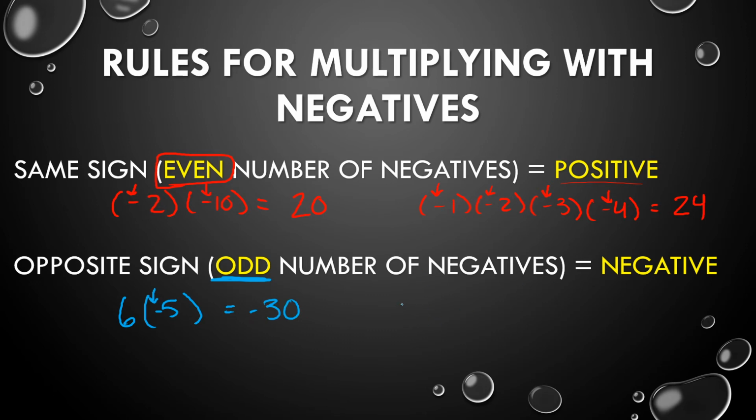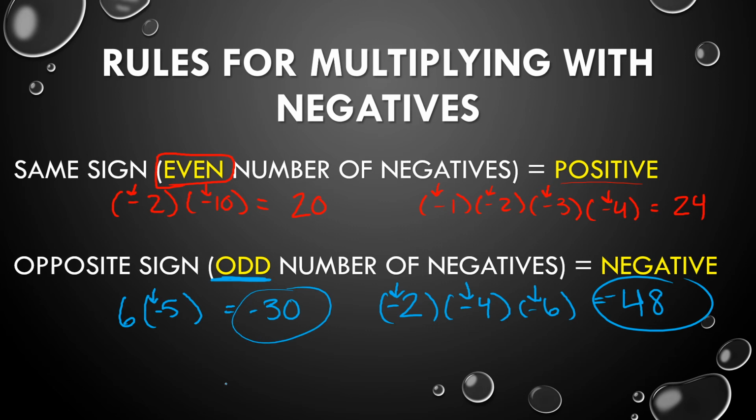Say I have something like negative 2 times negative 4 times negative 6. I have 1, 2, 3 negative signs. 3 is odd. Odd means that my final answer should be negative. So all I would need to do here is multiply my numbers and keep my sign. That would be 8 times 6, which is 48, and it is negative.